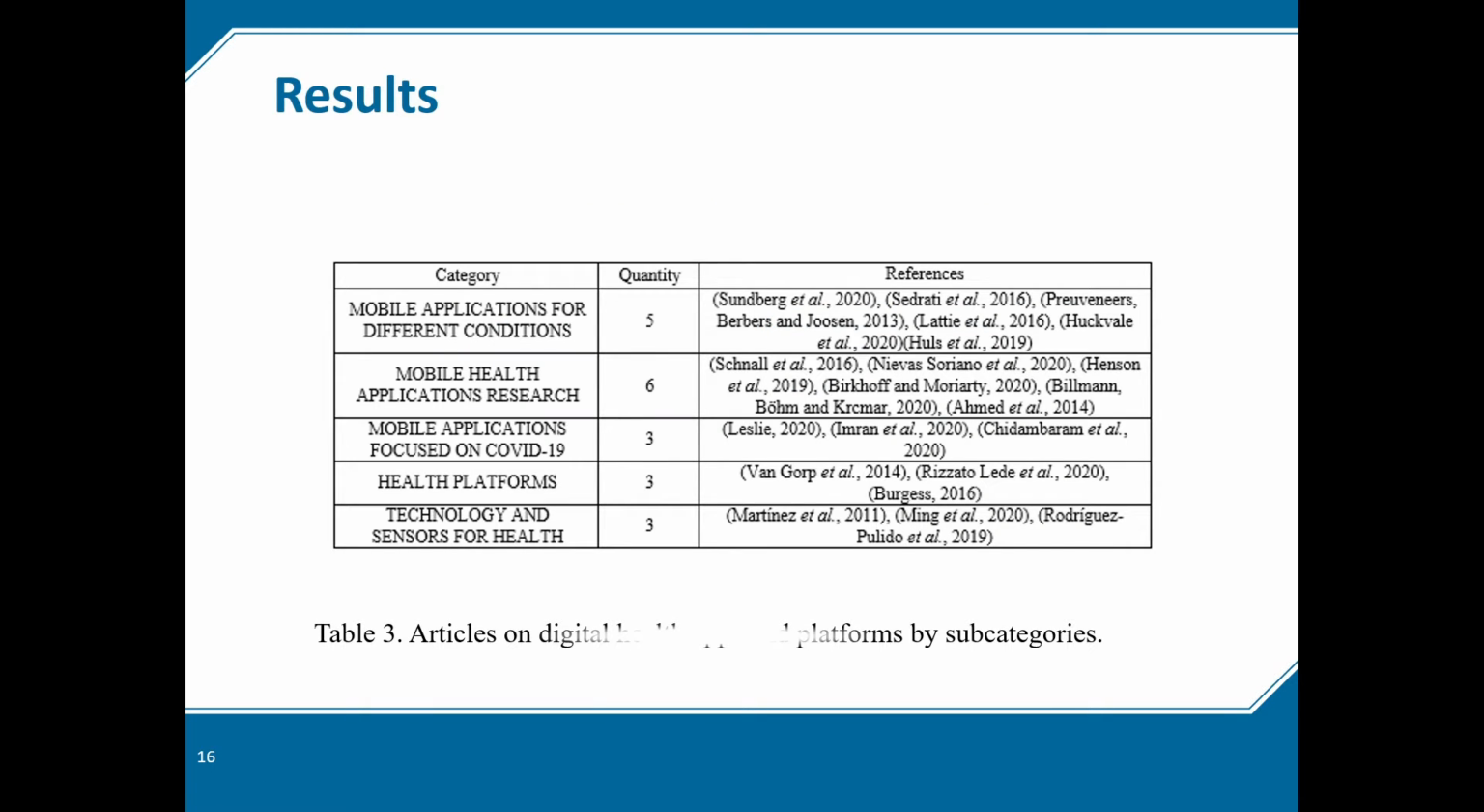In the table below, which corresponds to articles on digital health applications and platforms by subcategories, we can observe the articles referred to the different subcategories. Research and mobile applications for health with 6 articles, mobile applications for different diseases with 5 articles, mobile applications focused on COVID-19 with 3 articles, implementation and research of health platforms with 3 articles, and technologies and sensors for health with 3 articles.